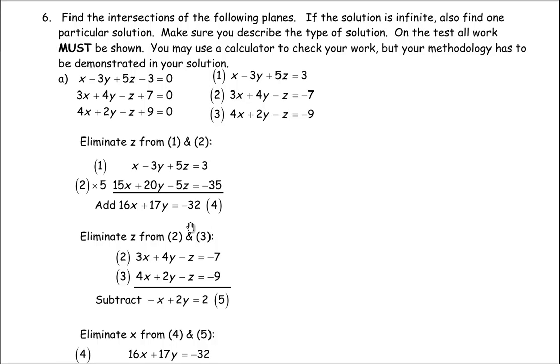So x and 15x is 16x. Negative 3y plus 20y is positive 17y, and the z's are opposite, so they add to 0. 3 and -35 add to -32. So there's an equation that has z eliminated.